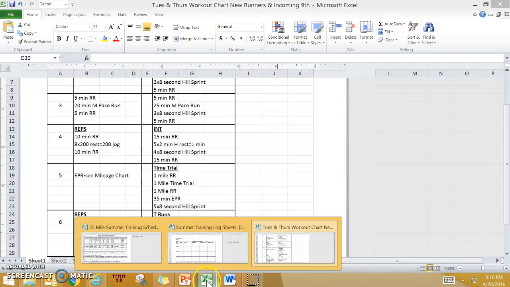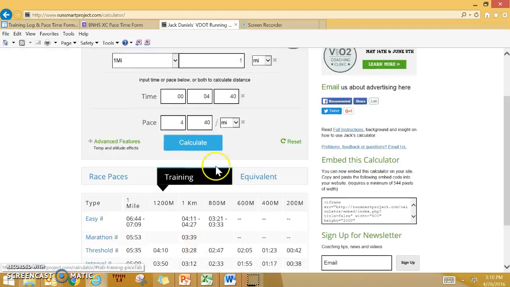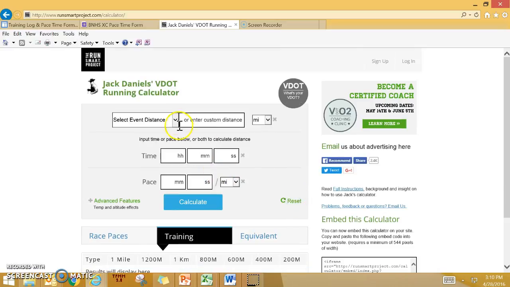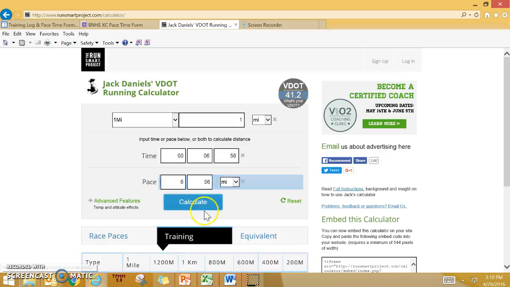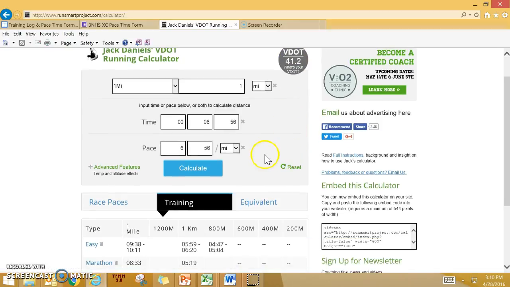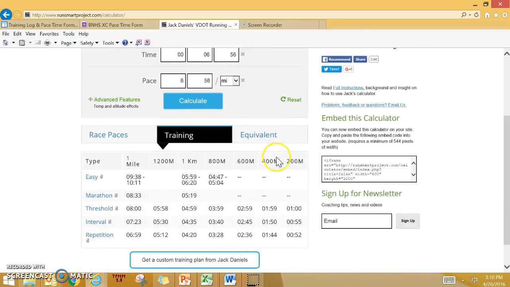So let's just say I'm an incoming freshman boy, and I need to go to the training calculator. I'm going to reset it. We go 1 mile. All right, and let's just say I ran a 6:56 1 mile. It's my first time. I'm not quite in shape yet. I ran a 6:56. Calculate, my VDOT's 41.2. I have to do some work to get it up there, but it comes in time, okay? So don't just expect it to happen overnight.